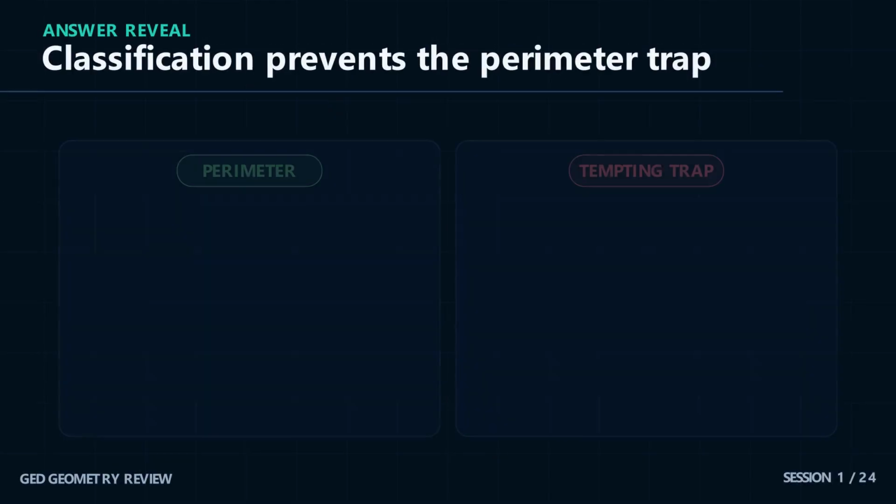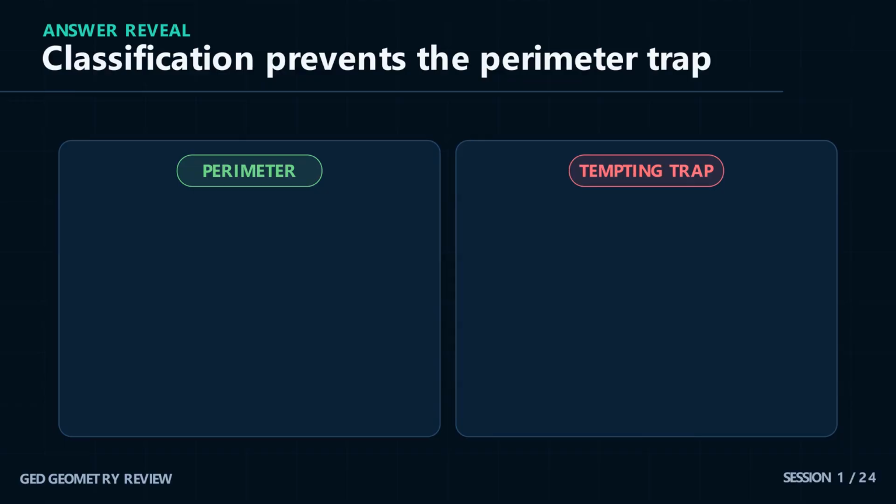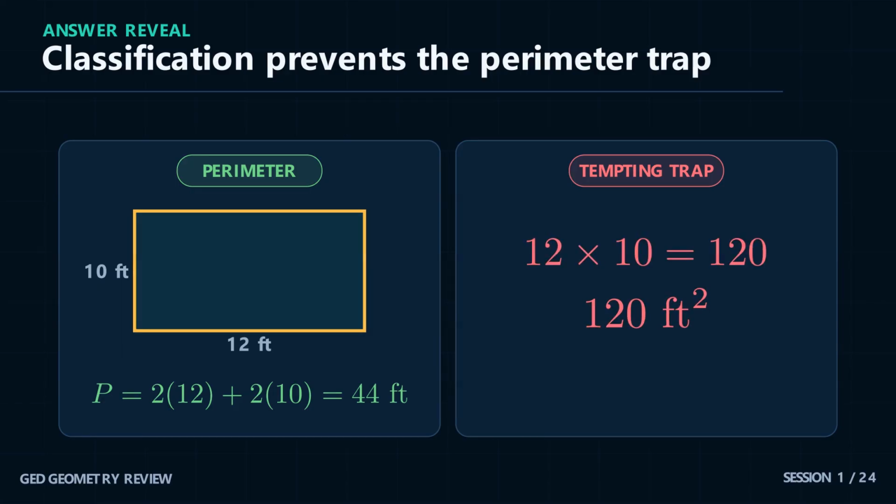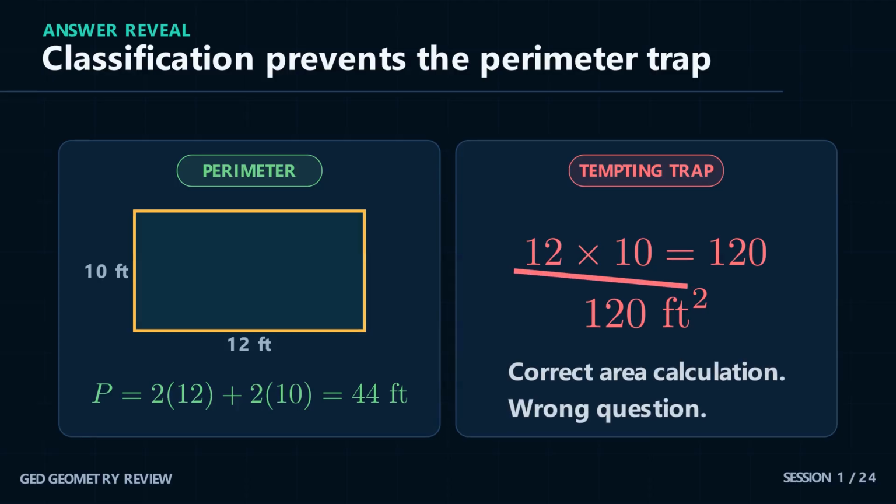The correct choice is perimeter. The fence follows the outside boundary. The answer therefore uses plain feet. Now calculate. 2 times 12 plus 2 times 10 equals 44 feet. A tempting wrong answer is 120 from multiplying 12 by 10. That result is the area in square feet. It answers a different question. This is why classification comes first. A correct calculation for the wrong measurement is still a wrong answer.